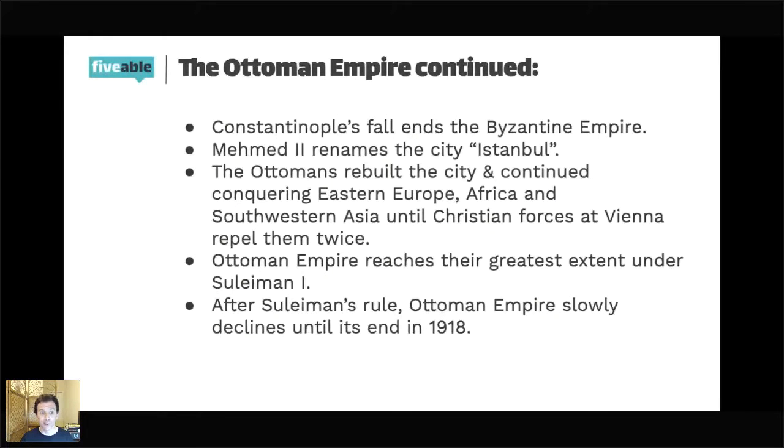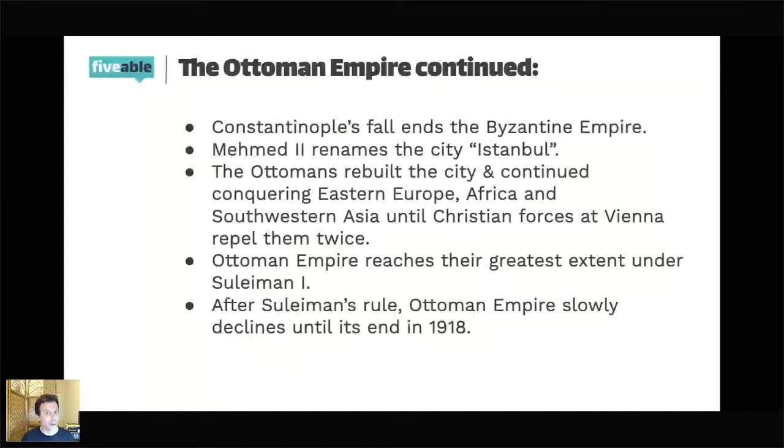Now, after Suleiman's rule, the Ottoman Empire is going to slowly decline. Now, this is a long period of time. Understand, we're talking the 1400s all the way to 1918, the end of World War I. This is by far the longest of the gunpowder empires, by far. So this is a pretty amazing accomplishment. Understand, though, the Ottoman Empire is just going to keep contracting after Suleiman the First's rule.